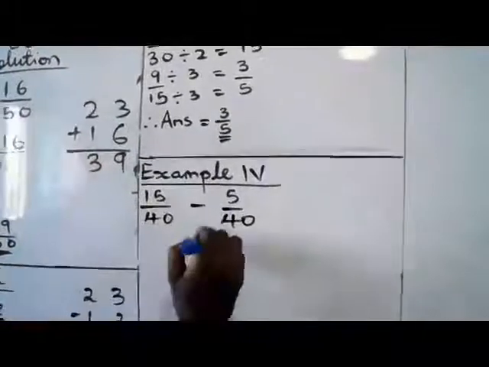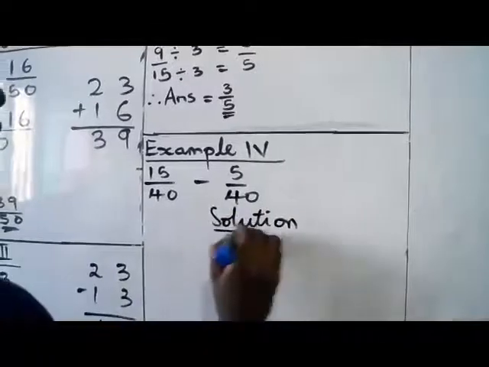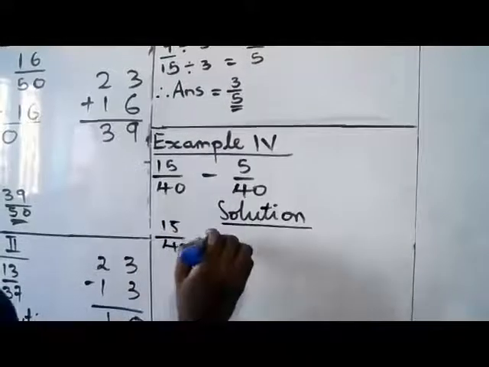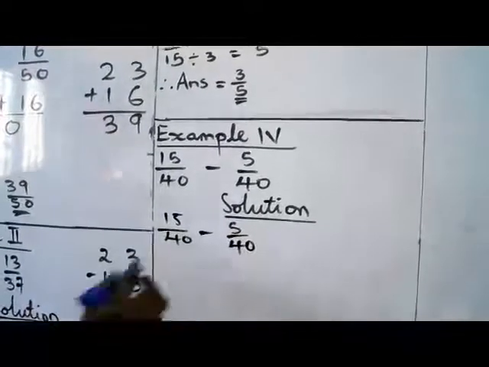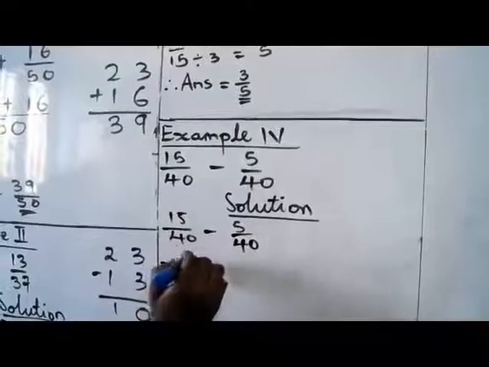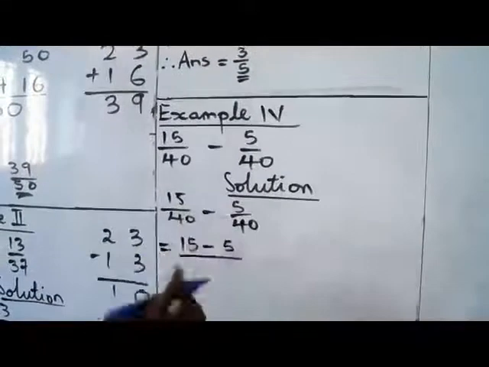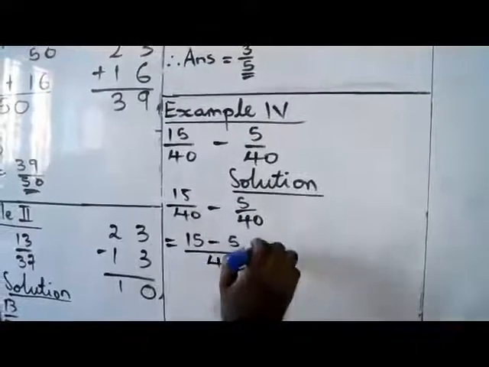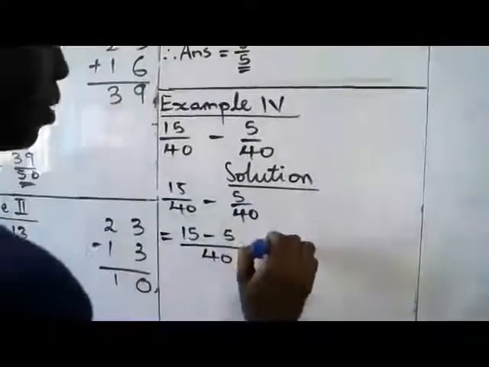You write out your questions. So we have 15 over 40 minus 5 over 40. The next thing you do, like we've been treating, we start with our numerators. It's 15 minus 5, all over, you bring down just one value since they are of same value, which is 40. So everybody scream it out. 15 minus 5 will give us what? 10. Beautiful.